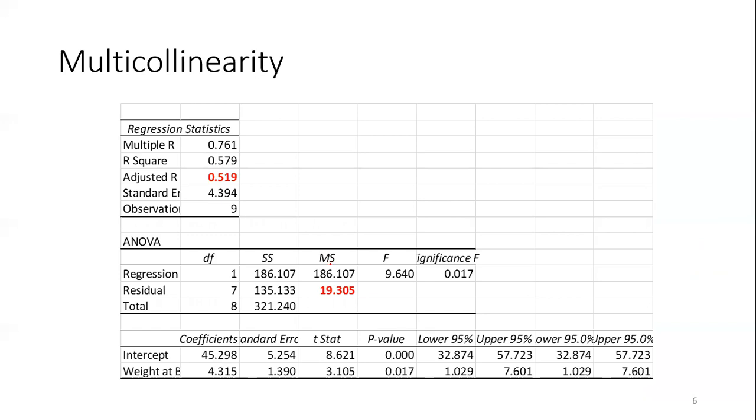So this is the resulting model. The R square is 0.579. The adjusted R square is 0.519, and the MSE, which is the S square, is almost 19. So in fact, this is nothing that I was expecting. It was very significant adding it to the model, but it turns out that's not something that is expected.